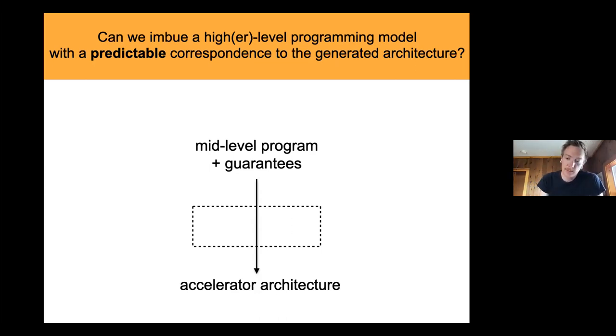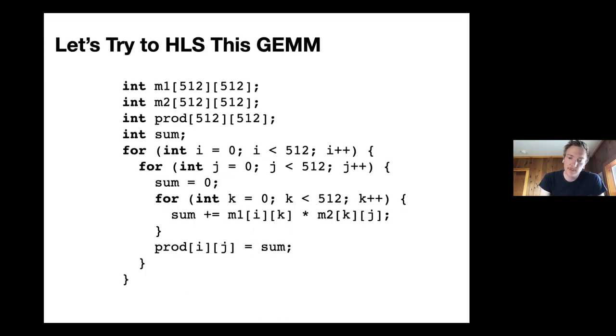To get at that, I want to give you a taste of what it feels like to use real HLS tools today. So I'm going to walk you through trying to use a C-based HLS tool. This is the one that the FPGA vendor Xilinx sells, called Vivado HLS. And we'll see, hopefully, what the good parts are that are worth preserving, and what the parts are that lead to unpredictability.